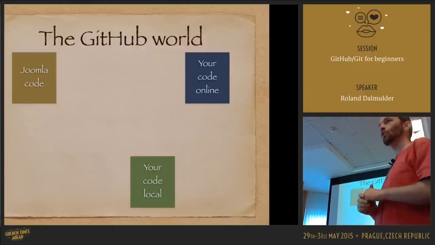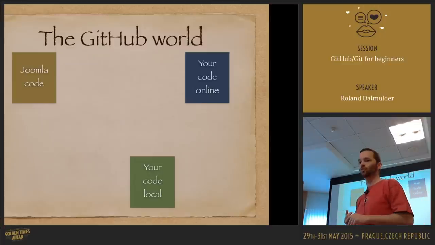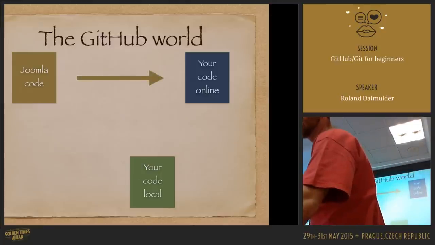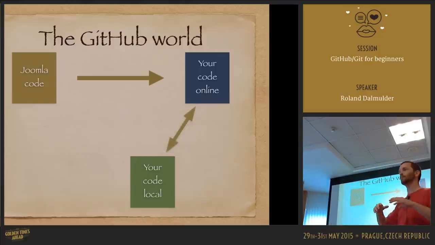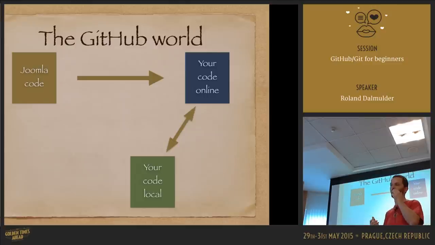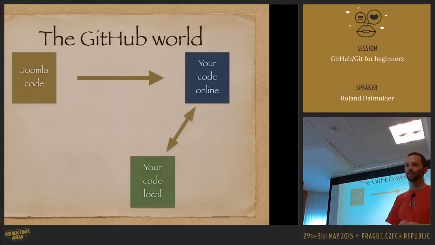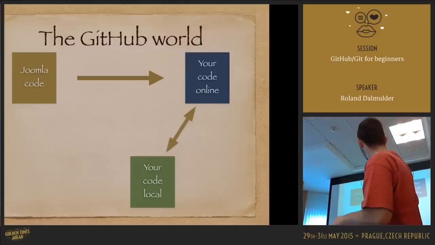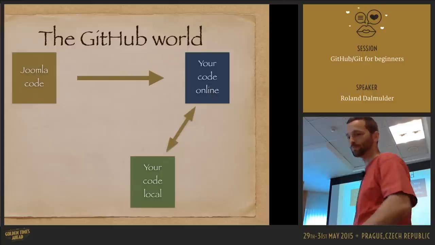Then we have your code online. So if you want to make a change in the Joomla code, you have to fork it. So then you have your own copy of the code online. But when the code is online, you still cannot really easily change the files. Yes, GitHub has the website where you can click the edit button, but you can change one file, and you don't have any IDE that can help you find out where everything lives. So then you have to make a copy to your own computer, whether it's your laptop or your desktop, and that's your code that is local.